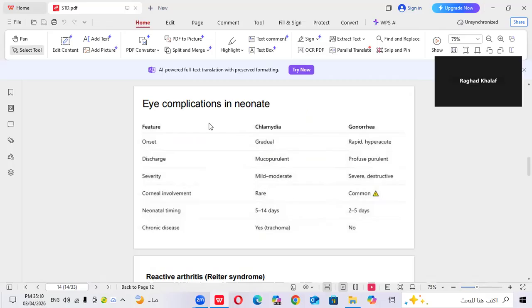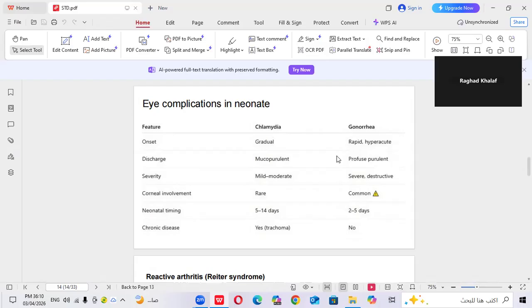This slide discusses the eye complications in a neonate in both types of infection, chlamydia and gonorrhea. If you want something that can help you solve the questions on this topic really easily, use the neonatal timing as a pivot reference. You use this when the question describes that the neonate developed conjunctivitis or the eye manifestation beyond the fifth day. This means that he is pointing toward chlamydia.